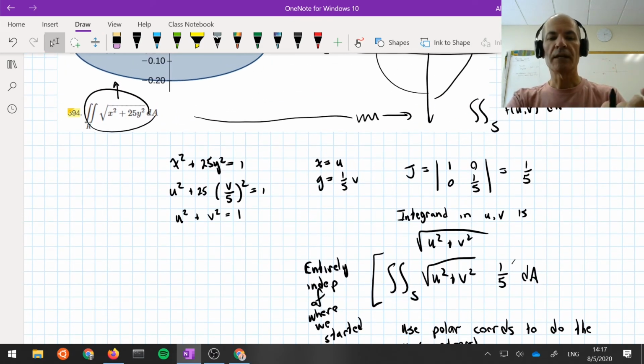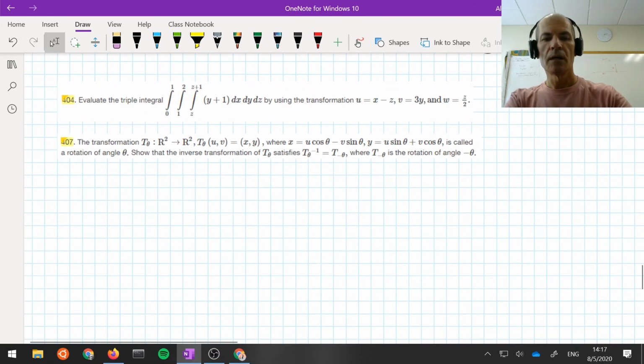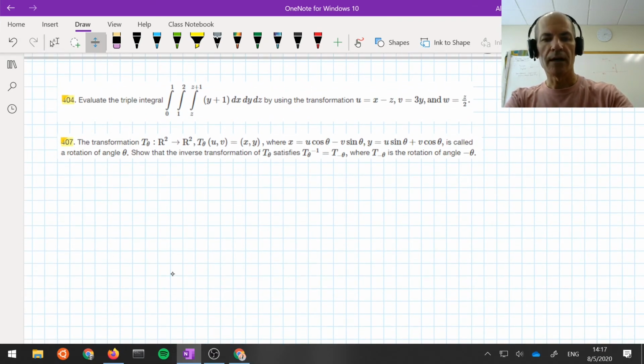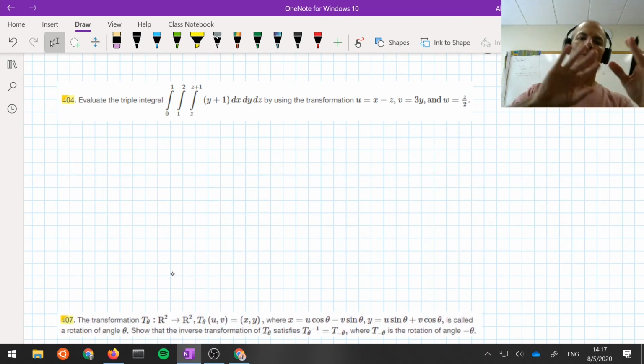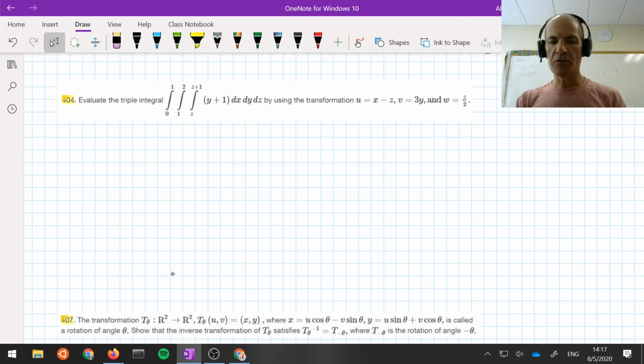Definitely worth reviewing and seeing if you can do this example on your own. All right, in 104, I'm going to strip away even more of the visualization and the interpretation of images and pre-images and so forth.